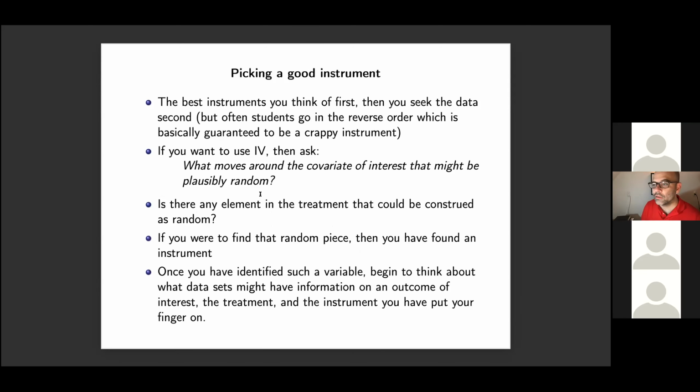So the best instruments, you tend to think of them first, then you look for the data that will allow you to do it. And what you're looking for is an answer to this question. My covariate of interest is my treatment variable. Is there any part of the variation in my treatment that is actually random?